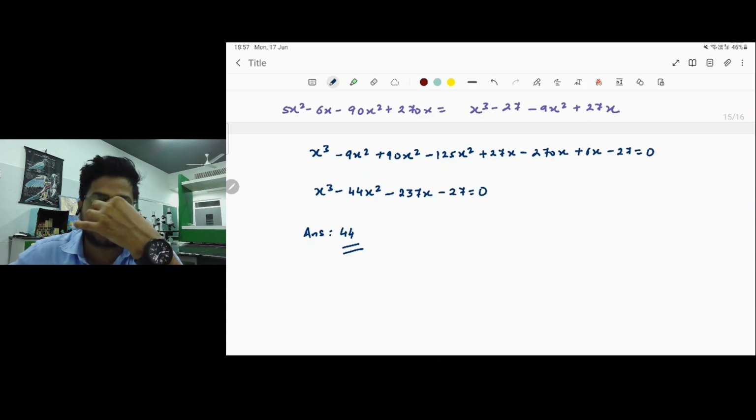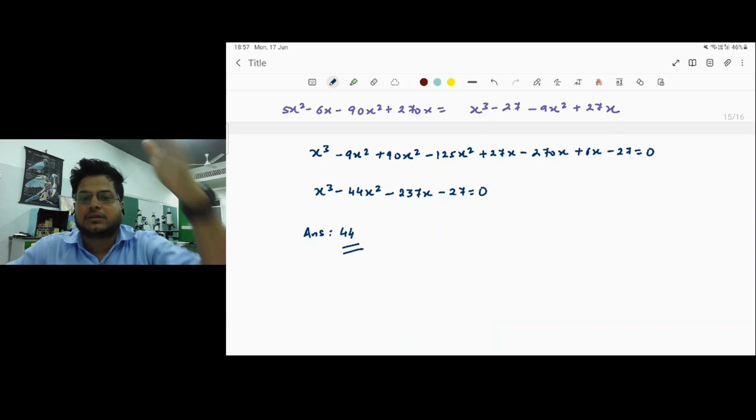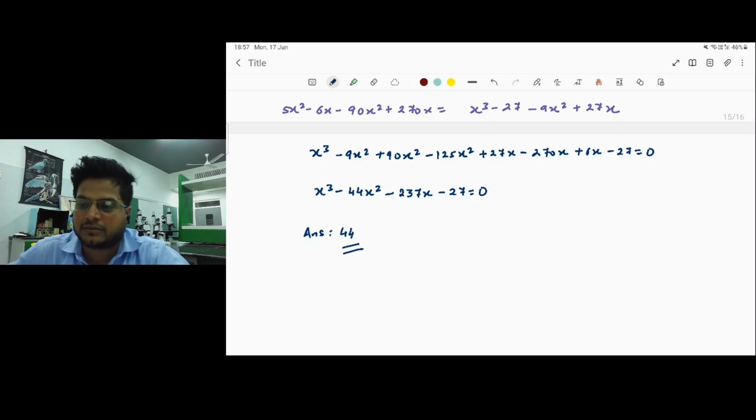That calculation you can take care of, because whatever concepts needed to be conveyed, I hope I have conveyed in a very clear way. Moreover, my concentration was on this x square term, because this is going to yield my answer. If they had asked for the product, my concentration would have been on the constant. Okay, so 44 is the correct answer.